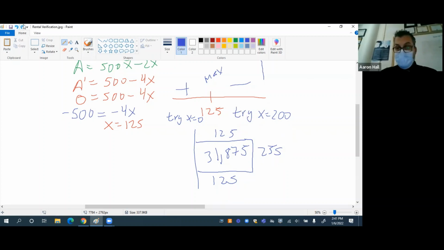This is 250. Also the area is 31,200. 250? Yeah. Okay. 200.